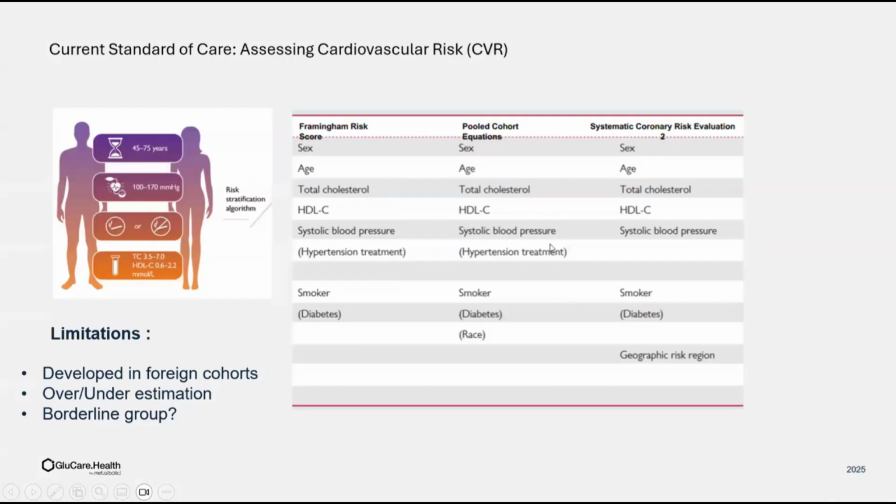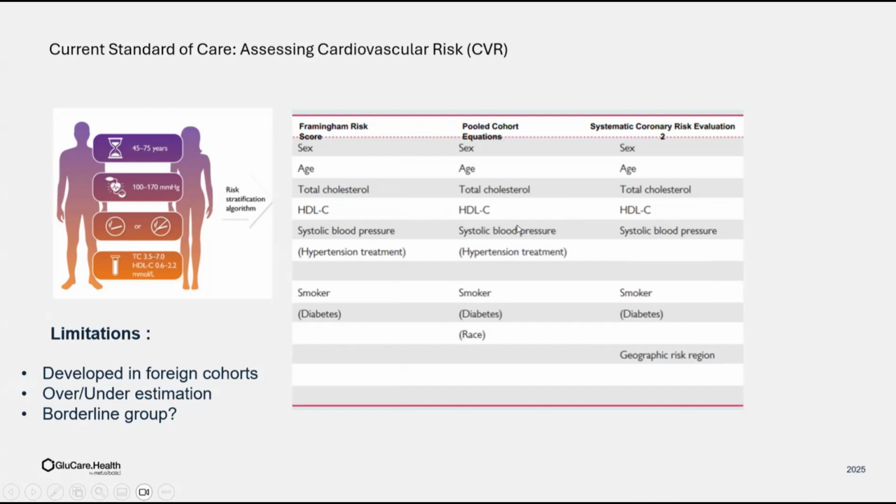So what's the current standard of care? How and why do we measure cardiovascular risk? Well, first of all, we want to guide decisions on lifestyle changes and medications like statins, aspirin, and others. The goal here is to prevent both first-time events and recurring cardiovascular events. That's why we have different risk calculators used in different parts of the world. But each of these calculators has several limitations.